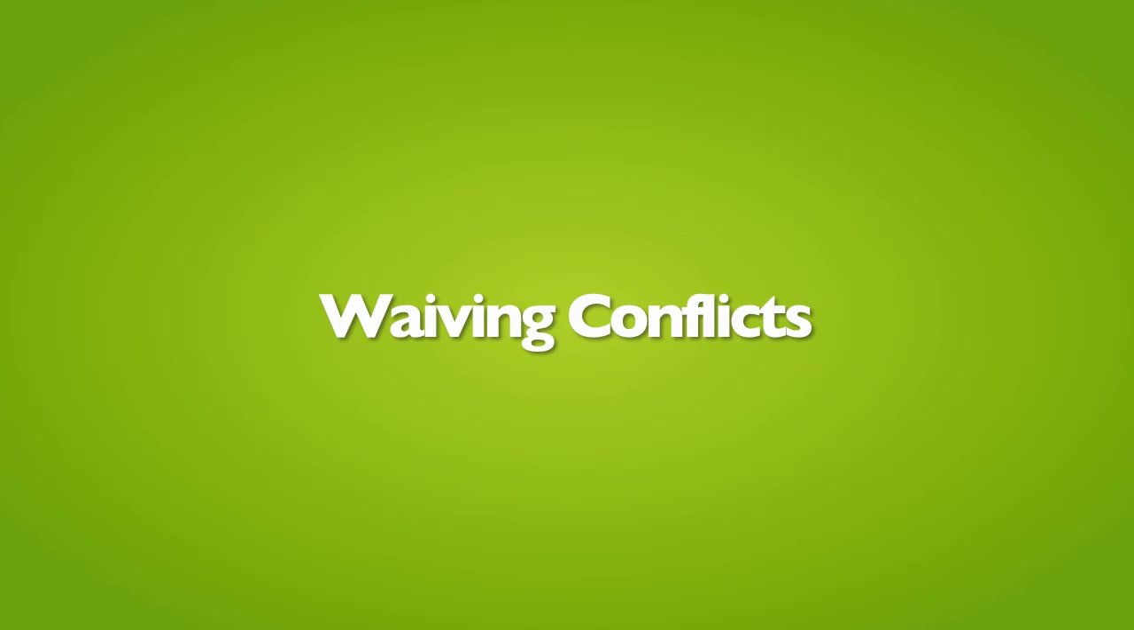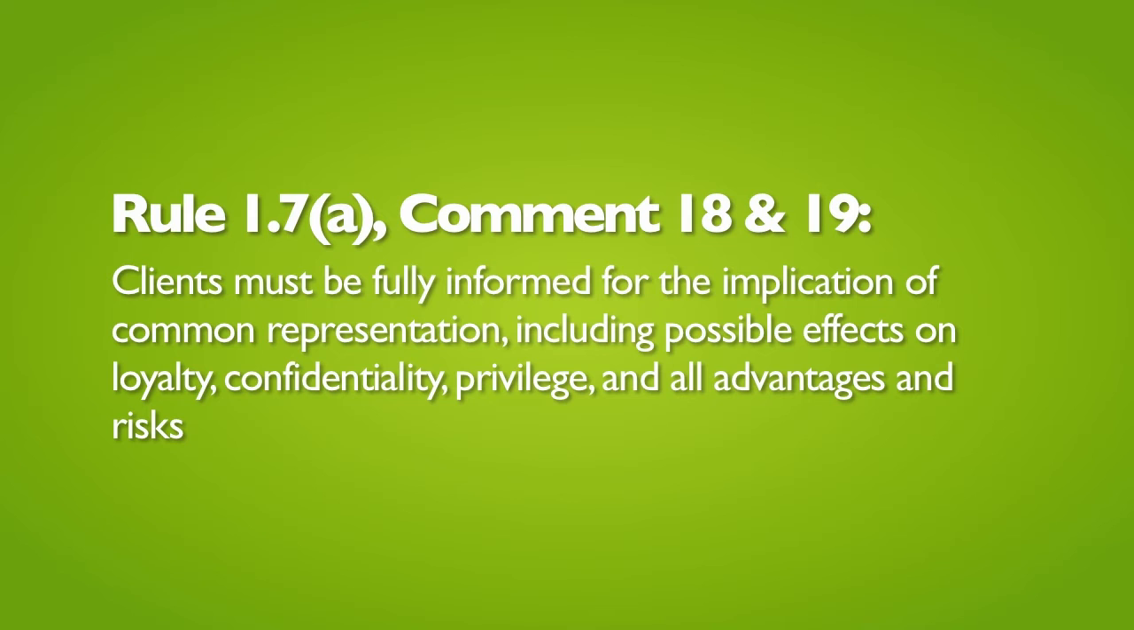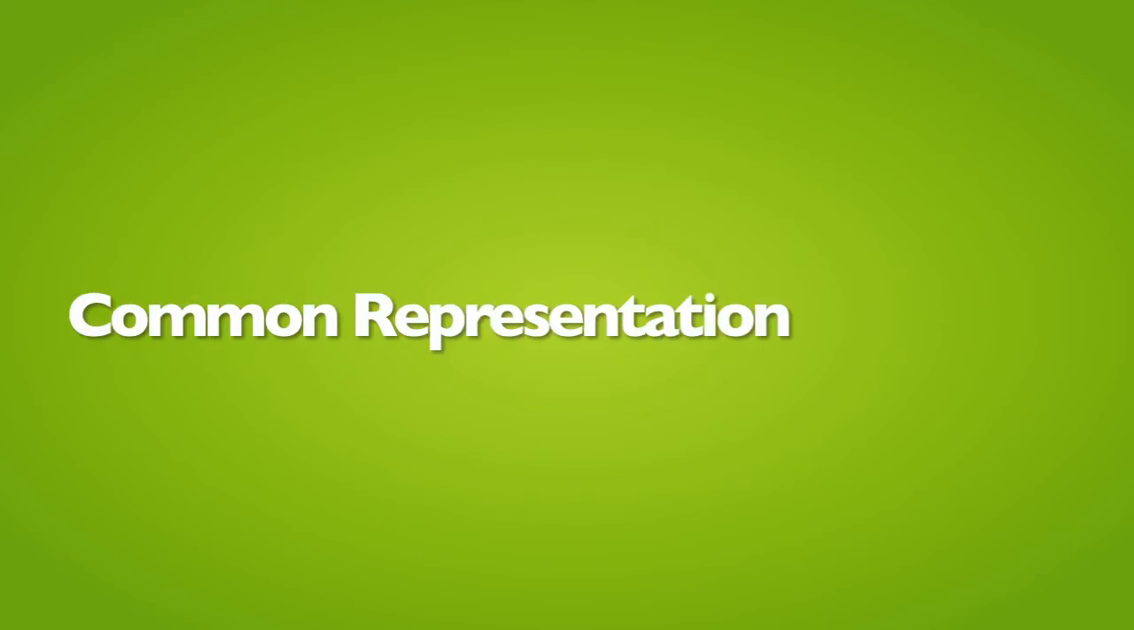Waiving conflicts of interest. Now that we've dealt with both the individual attorney and the firm of attorneys, let's return to how one might have clients waive conflicts of interest. Comments 18 and 19 to Rule 1.7 point out that both clients must be fully informed of the implications of common representation, including possible effects on loyalty, confidentiality, privilege, and all advantages and risks. Sometimes confidentiality may make it impossible to provide both clients with full information so that they can give informed consent to the conflict. If the firm must make disclosures about one client's case to the other client, and the first client refuses to consent to that disclosure, then the conflict cannot be waived.